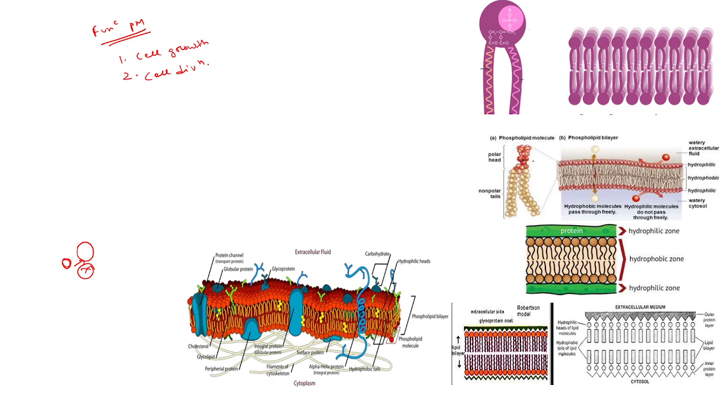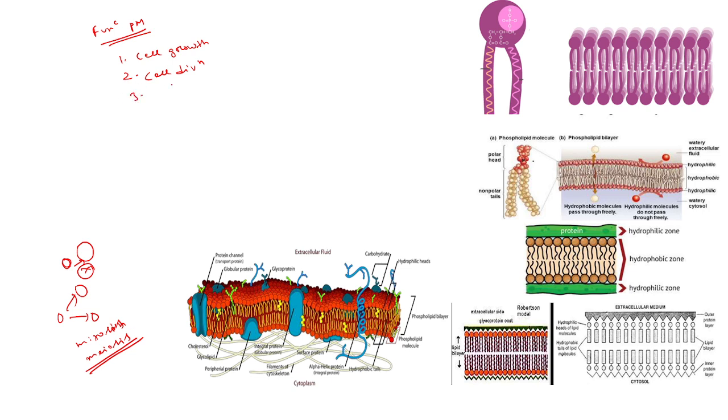Cell division means one cell divides into two cells. Mitosis and meiosis you will learn about after some time. So mitosis and meiosis, two types of cell division, are present in the cell, and the cell division is also due to the plasma membrane.